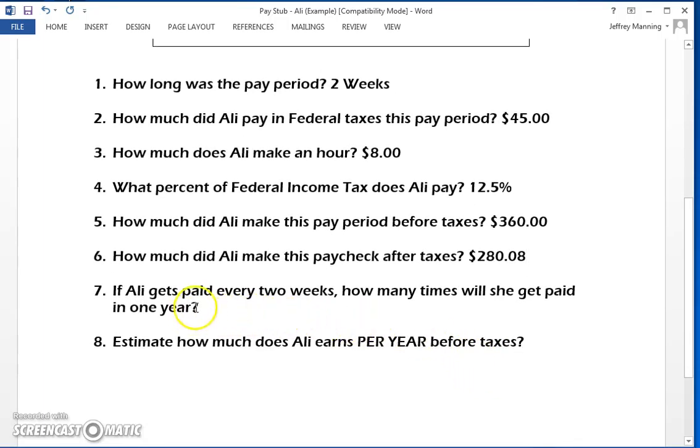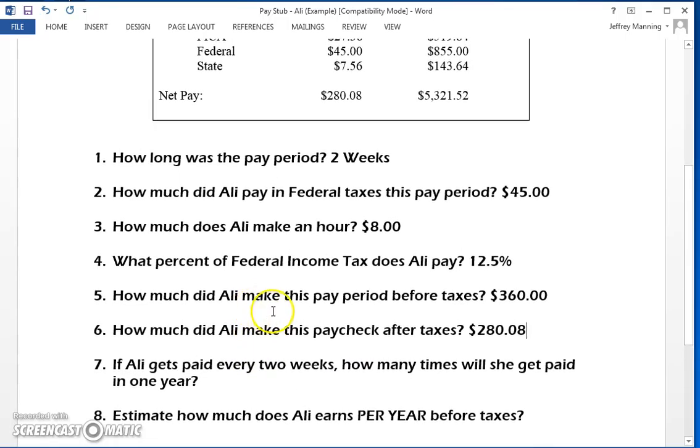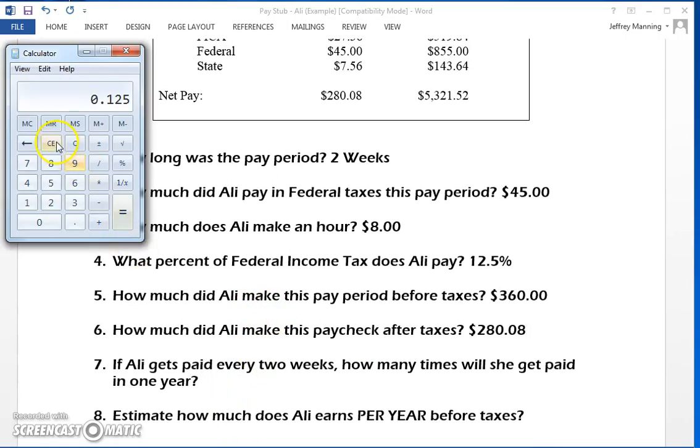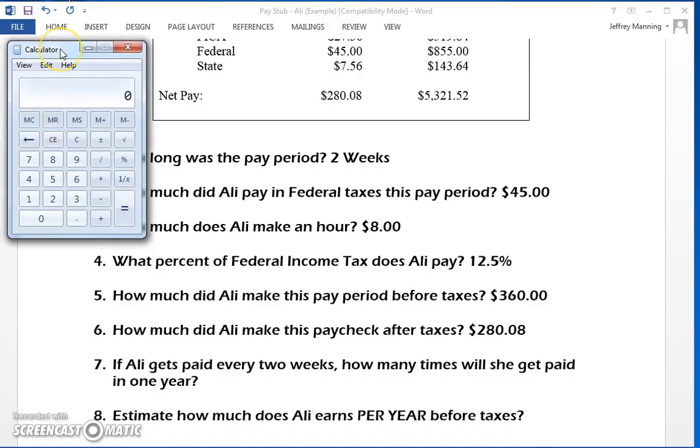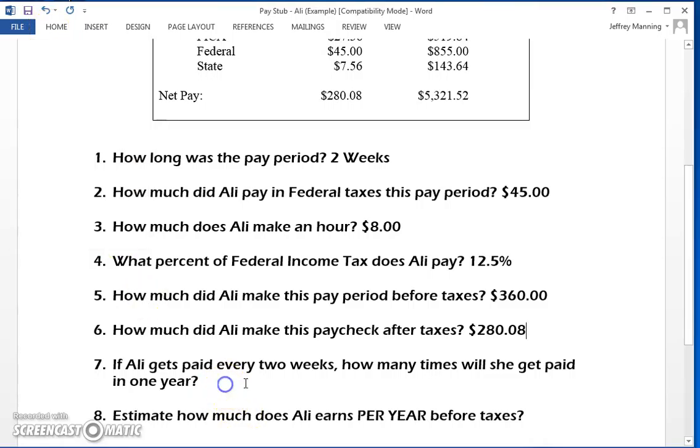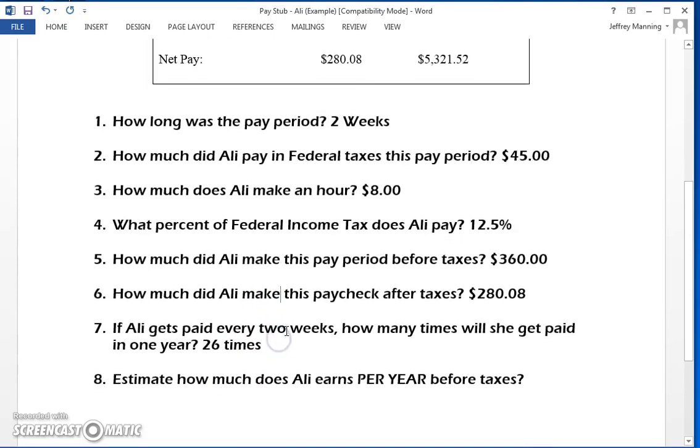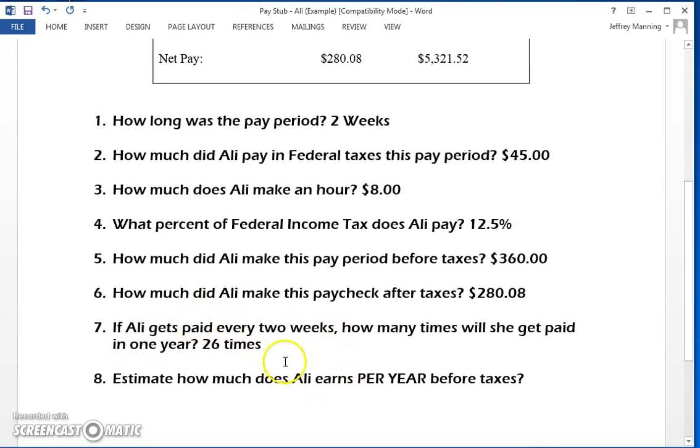All right. If Allie gets paid every 2 weeks, how many times will she get paid in 1 year? To be able to do this, you have to know how many weeks are in a year. And I'm pretty sure that it's 52. Yeah, it's 52. So she gets paid every 2 weeks. If there are 52 weeks in a year, she is going to get paid 52 divided by 2. She's going to get paid 26 times this year. So 26 times.